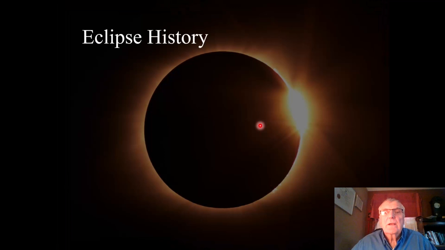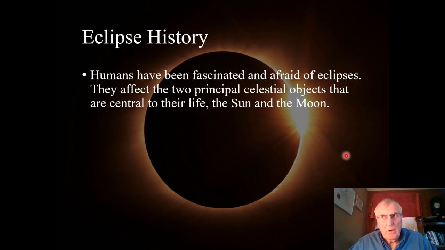Okay, a little history on eclipses. Humans have always been fascinated by these things. When they happen, obviously, they affect the two most principal celestial objects in their sky, the sun and the moon. And they knew this was the moon covering the sun for the most part. Obviously, there were some legends about dragons eating the moon and what have you.